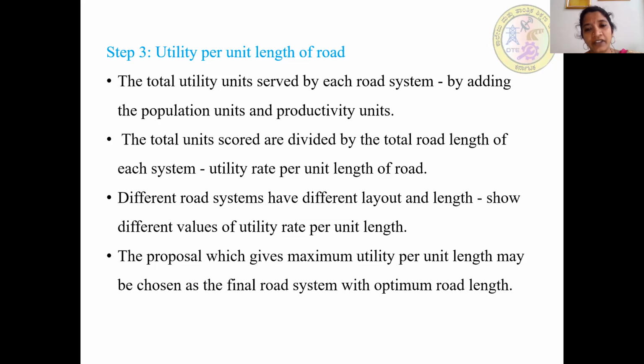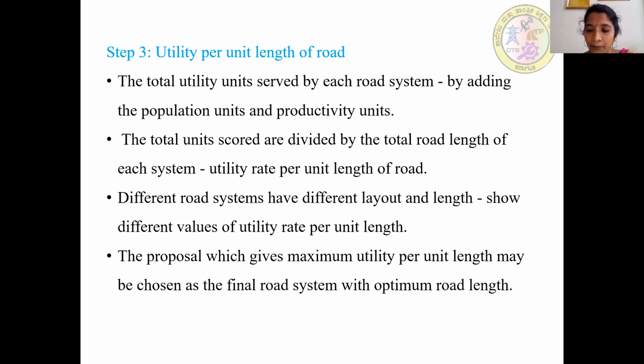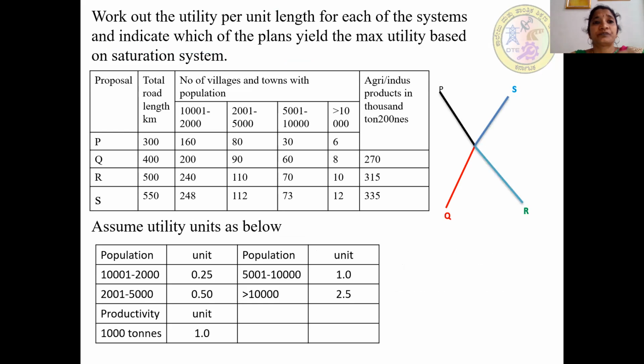Different road systems have different layouts and lengths, so we'll get different utility rates per unit length. The proposal which gives maximum utility per unit length may be chosen as the final road system with optimum road length. So for example, by the problem we can see: work out the utility per unit length for each of the systems and indicate which of the plants yields the maximum utility based on the saturation system.